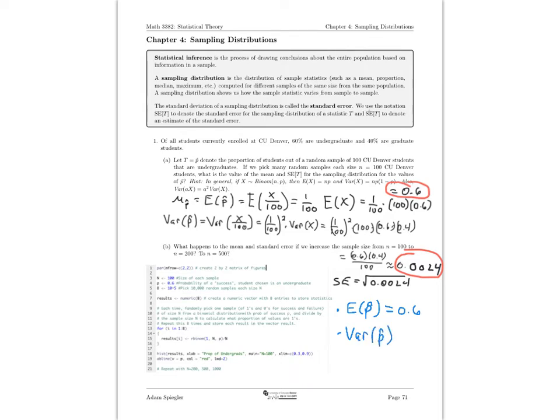The variance, however, is telling us, well, how much variation in the sample proportions do we get? When I pick a different sample, how much are these sample proportions varying? And so when I pick larger and larger samples, we would expect less variation.